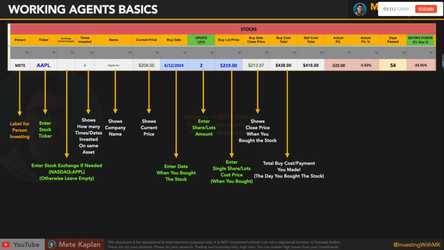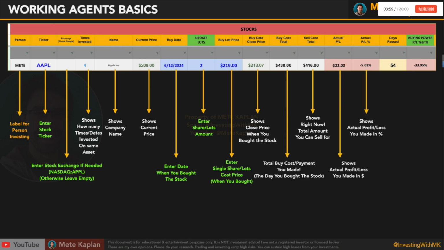Next column shows how much it cost. You bought 2 shares at the price of $219, for example. It cost me around $438. If I sell it now with the current price of $208, it will be $416 total with the 2 shares. So the next column shows me the profits. Basically, right now I am in a loss here with minus $22 or 5.02%.